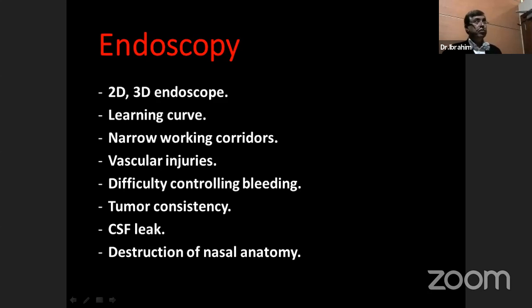Learning curve of endoscope is longer. The corridors you are working through are narrow because you are using the endoscope. You may cause vascular injuries, and if you do, you cannot repair them because you are in a narrow corridor. So there is difficulty controlling bleeding. Tumor consistency, if it is hard, you cannot remove it. You actually open the dura, so you will cause CSF leak. And there is some destruction of the nasal anatomy. These are the drawbacks of endoscopy, but they are going to improve in the future.